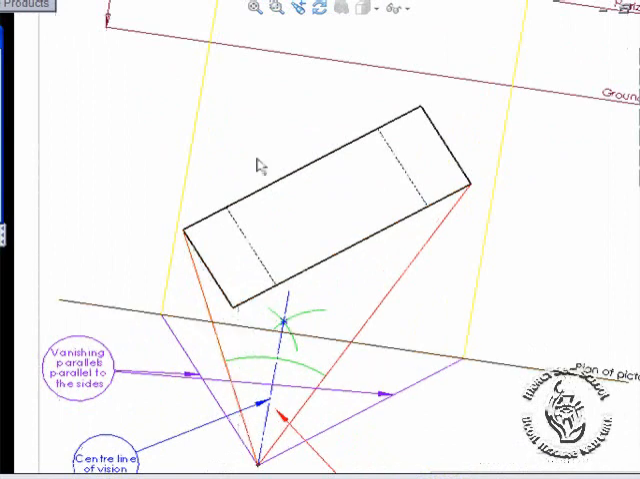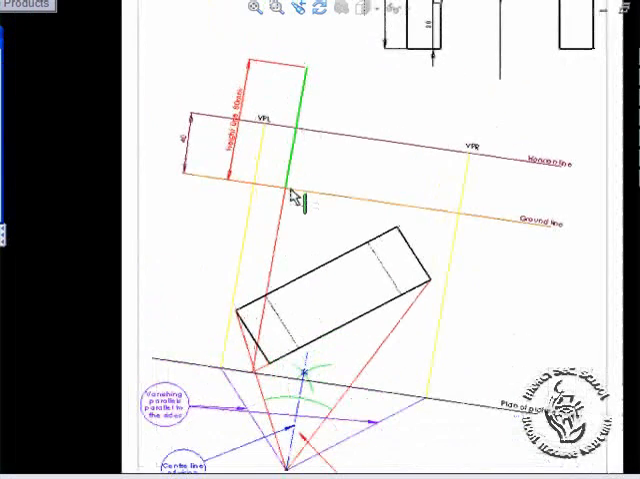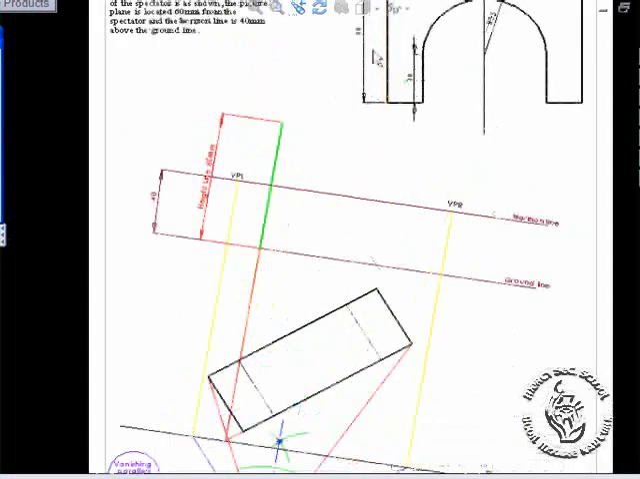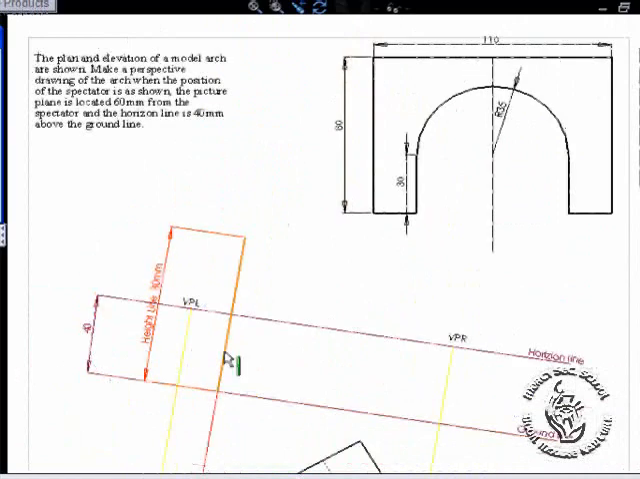Now, because the object is not on the picture plane, we cannot just join the point back and take it up like the previous exercise. We have to bring it onto the picture plane so we can find the point where to start. So we bring it onto the picture plane there, and we project it up, and we mark the height of it up there, and the height of the object we get from the elevation, which is 80 millimeters. Now this is known as a height line.